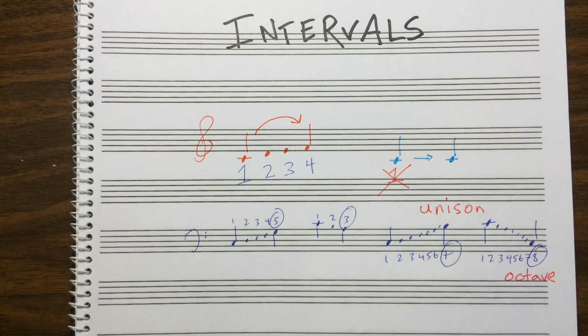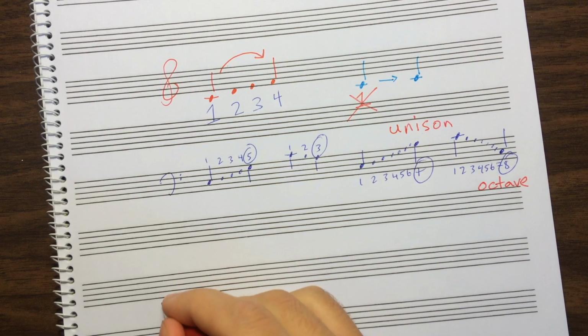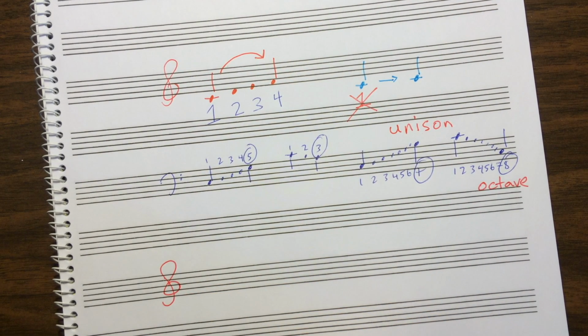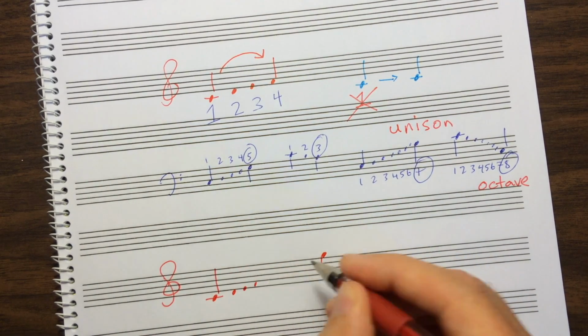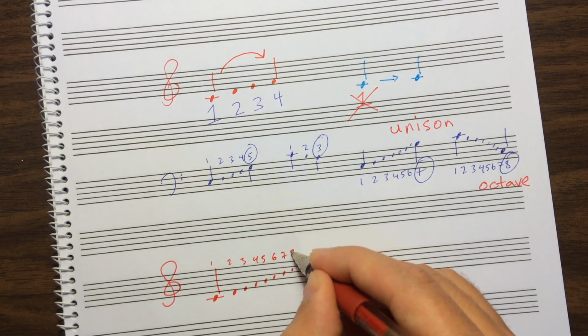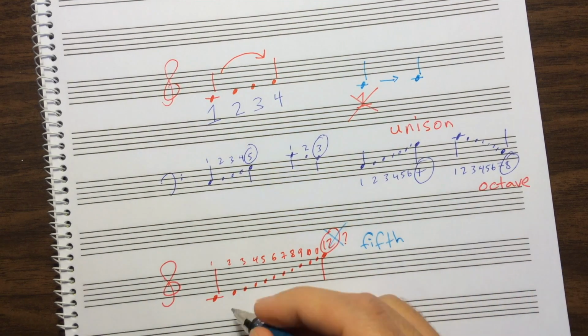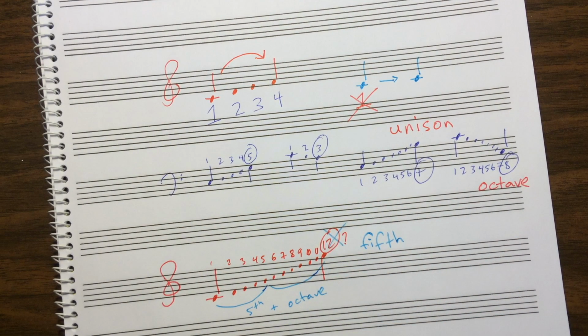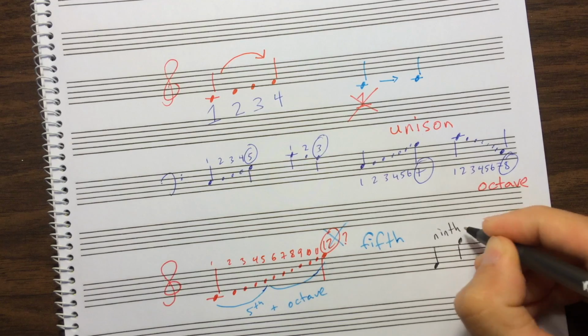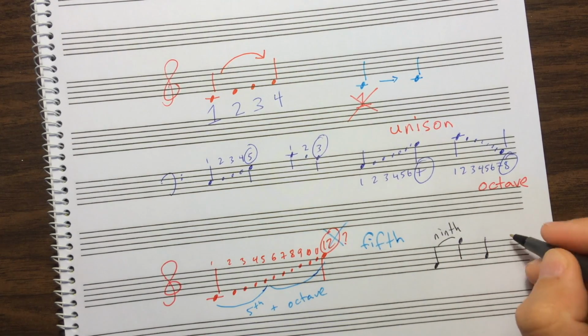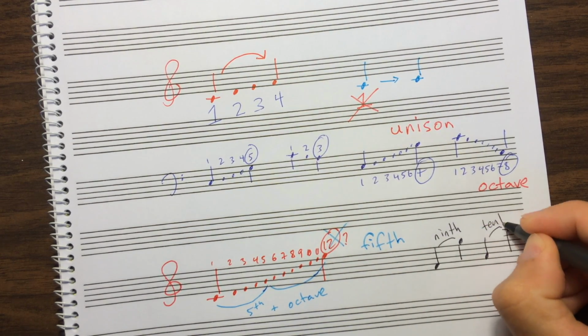Intervals larger than an octave are called compound intervals. In general, we abbreviate compound intervals to what they would be within a single octave. So the interval from middle C to a high G is technically a 12th, but we just call that a fifth. There are 2 exceptions. An octave plus a second is usually called a ninth, and an octave plus a third is usually called a tenth.